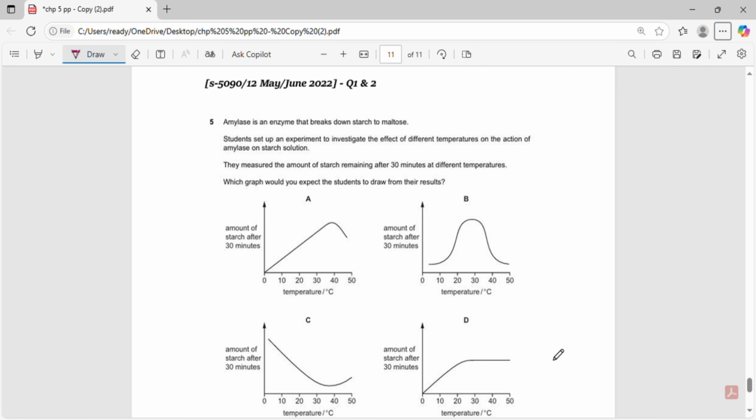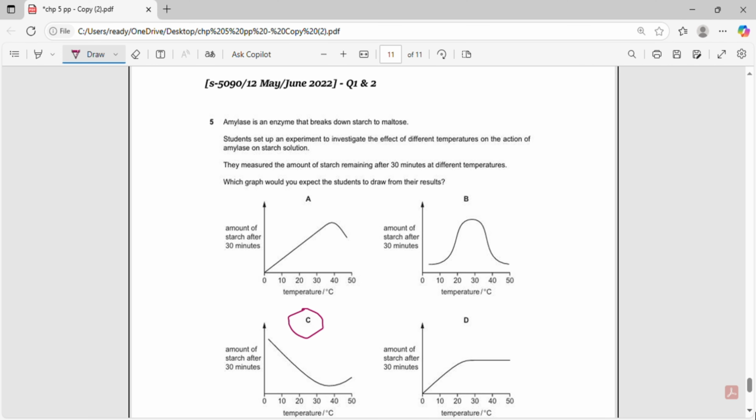And also, graph D is mostly flat. It suggests enzyme activity doesn't change much with temperature, which isn't true. So the correct answer is graph C. It shows the real effect of temperature on enzyme activity based on how much starch is left.